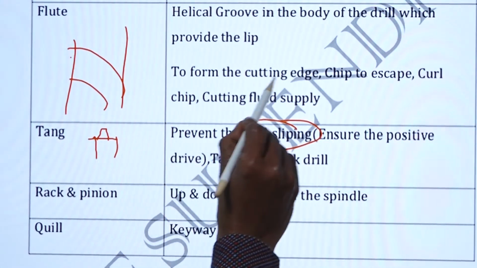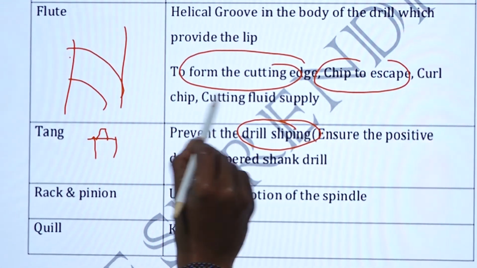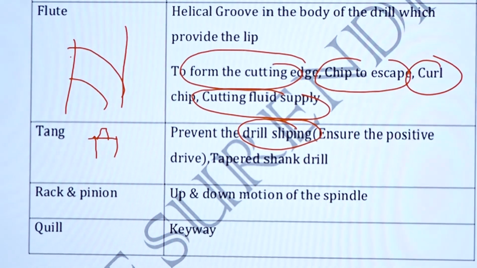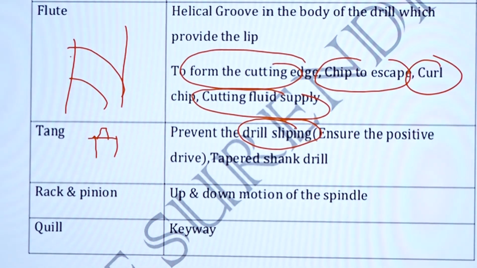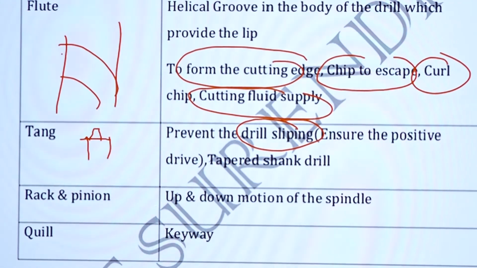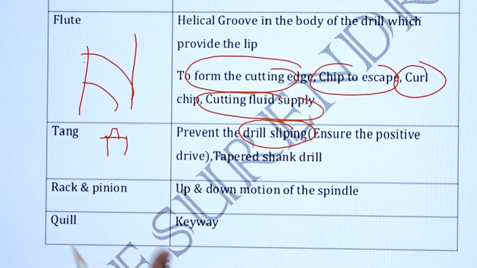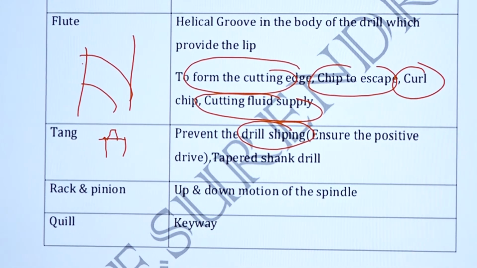The flute has 4 functions. It forms the cutting edge where chips can be produced. It is a passage for the chip to escape, it curls the chip, and it is used for cutting fluid supply.